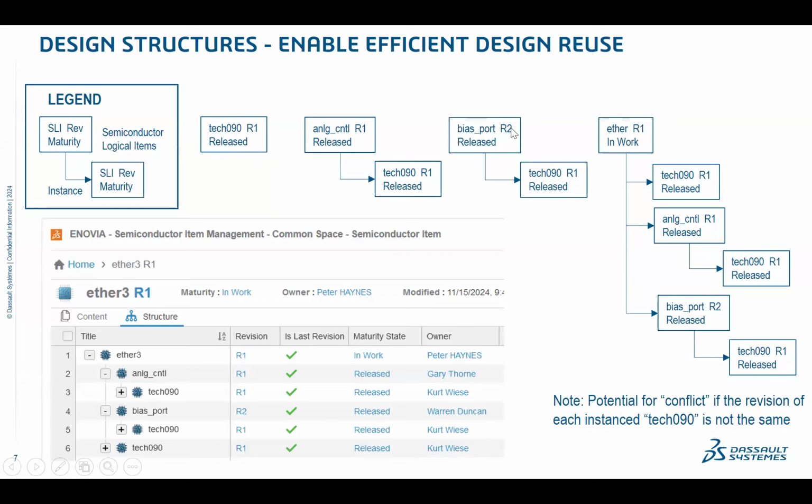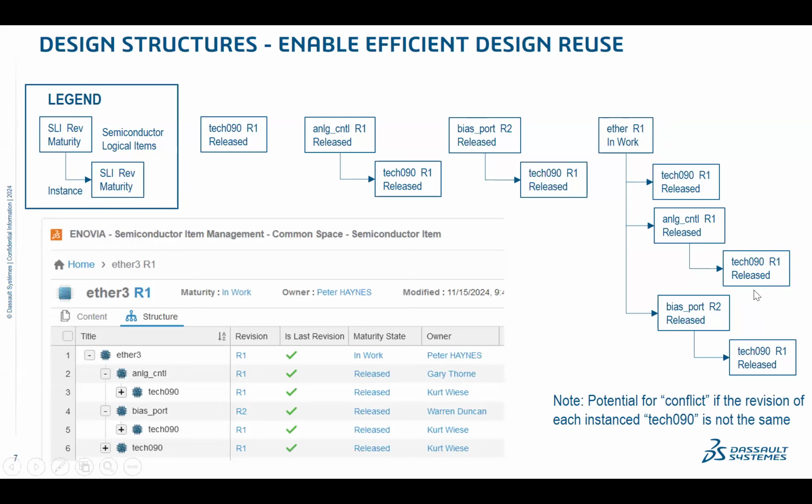And the design we're working on for this demo is this Ether team, and its structure, if you will, looks like this. They use this technology, they use this analog control, which also uses that tech, and they use this bias port, which also uses that. You might note that there is a potential for conflict in this structure if one of these IP was using a different version, maybe R2 or R3 of this technology. That would be a problem. But our tool will handle that on the client side.